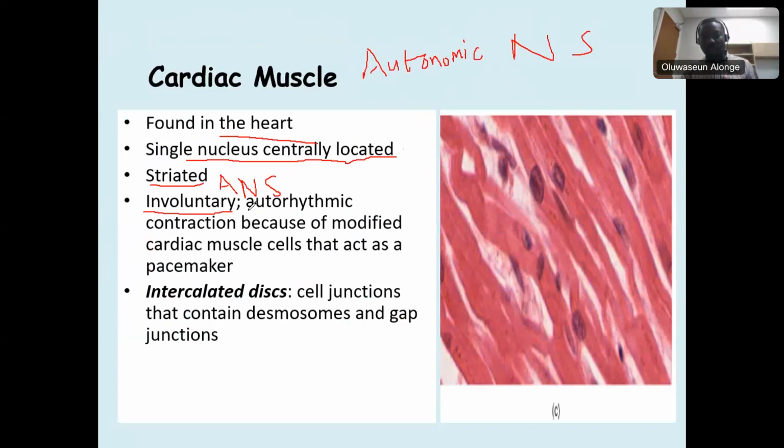Now, they have autorhythmic contraction, which is what you feel, lub dub, lub dub, lub dub, and it's because of the way the cardiac muscles are modified. The heart has pacemakers, right?